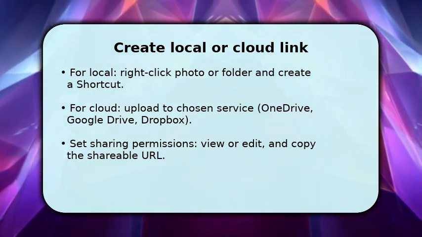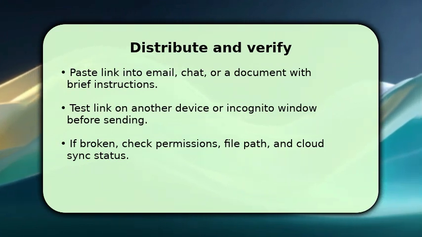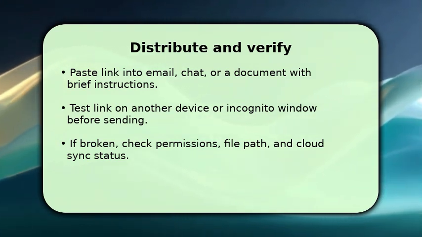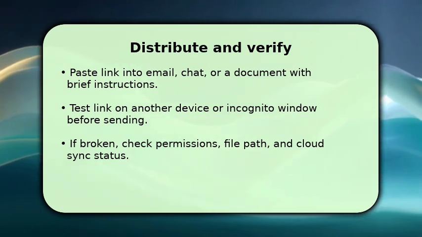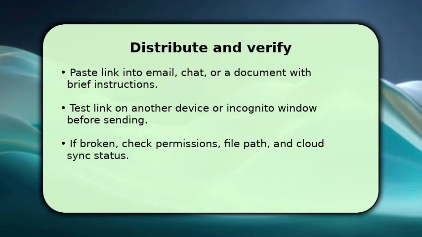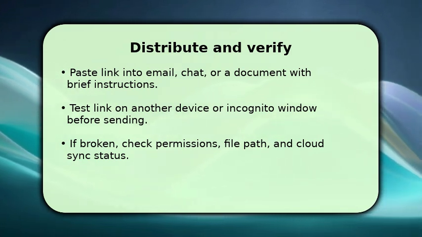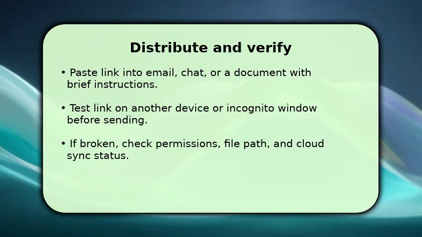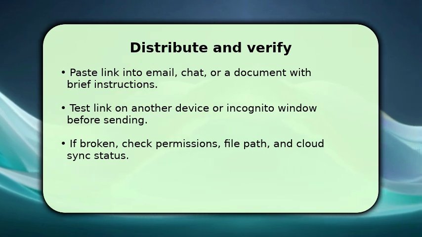You finish by distributing the link and verifying access. Paste the URL or attach the shortcut where recipients need it, and include a short note about viewing or downloading. Once done, immediately test the link on another device or an incognito window to confirm it opens the correct photos. If someone reports a problem, first check sharing permissions, then ensure files are still in the original folder and cloud sync completed. That fixes most.